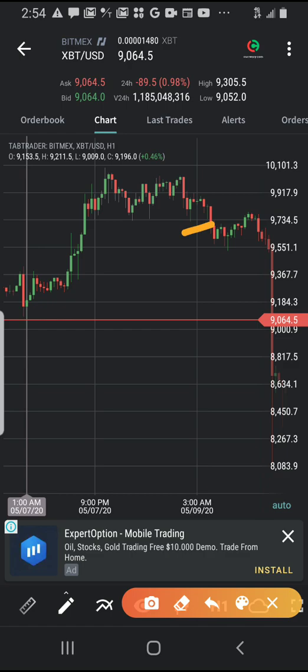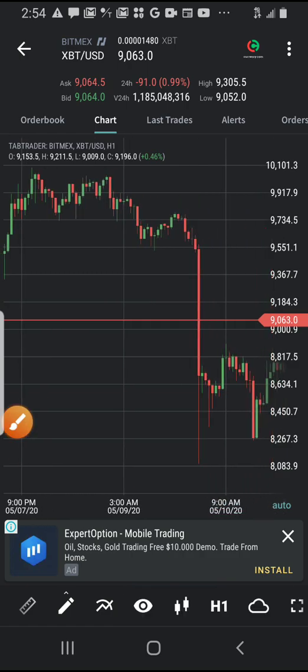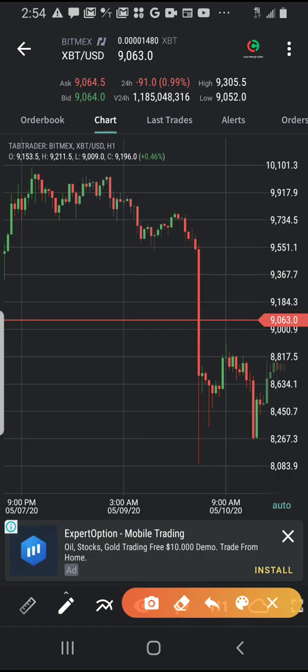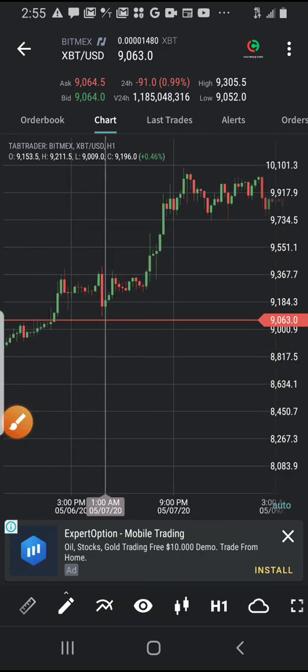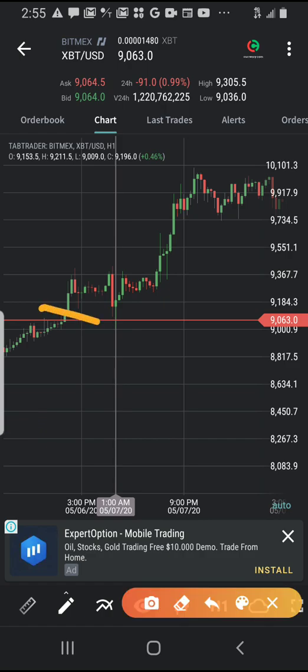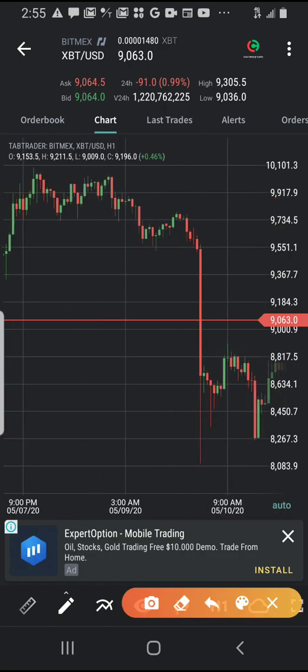Now we've broken this support. We had a retest here. This is a retest. We had a retest there, and we got rejected. Now the resistance got rejected, and once the resistance got rejected, if you are still holding this market because you bought from somewhere around here and you held till this place and this place got rejected, you need to sell your coin around here, because the next thing we are seeing is a dump. That is a retest.